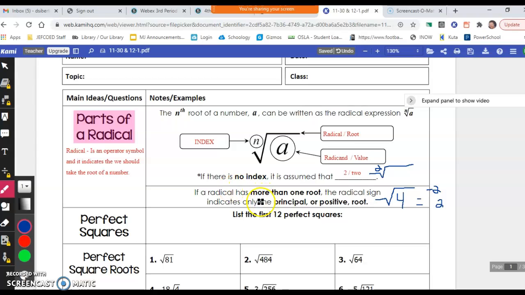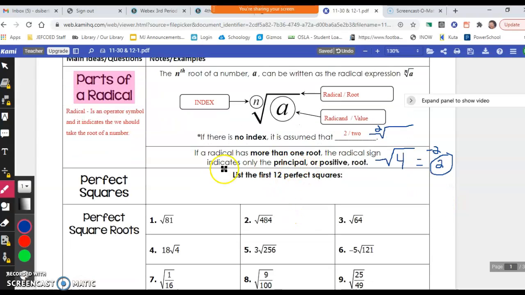So anytime, guys, it could be -2. But just know that anytime it has more than one root, like here we have 2 and -2, the radical sign indicates only the principal or the positive root. So anytime that it doesn't specify, we're just going to assume that it's going to be 2.